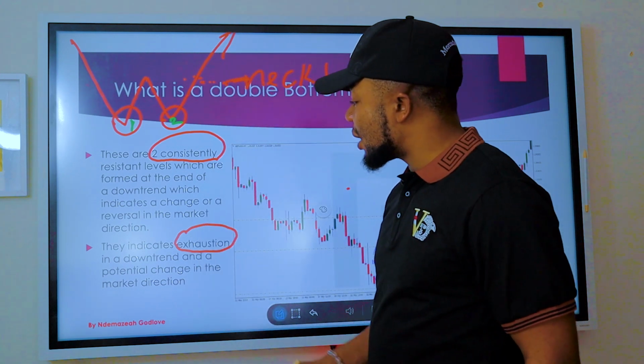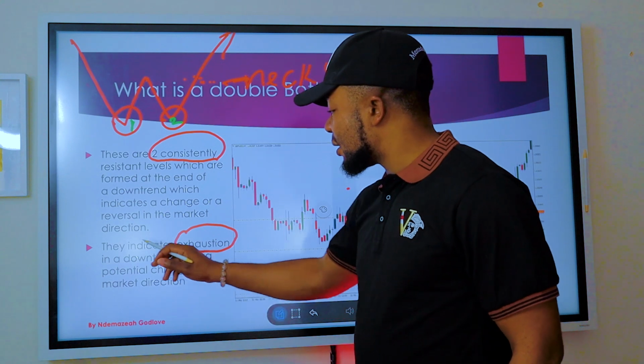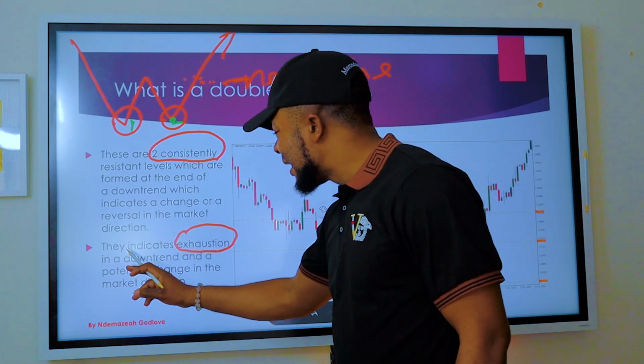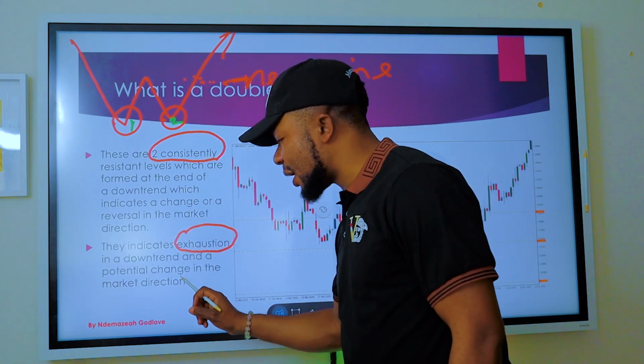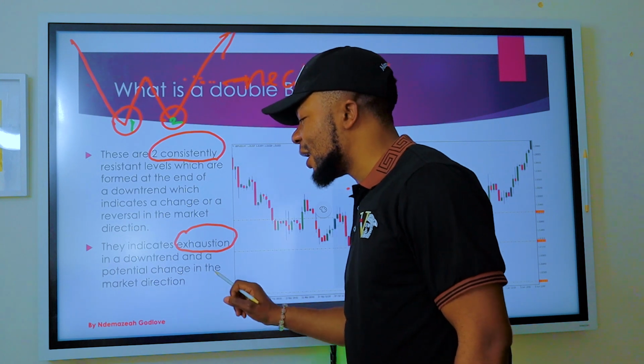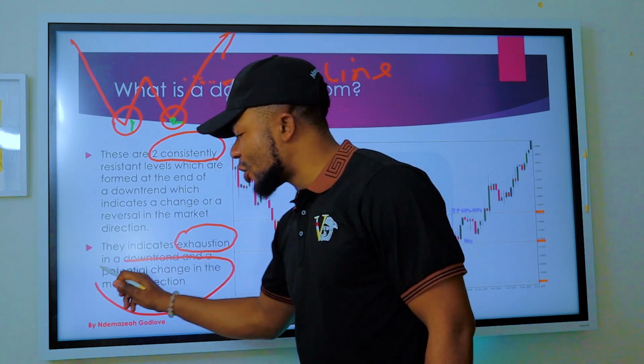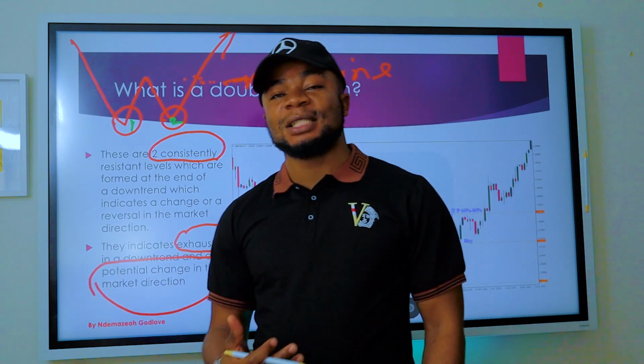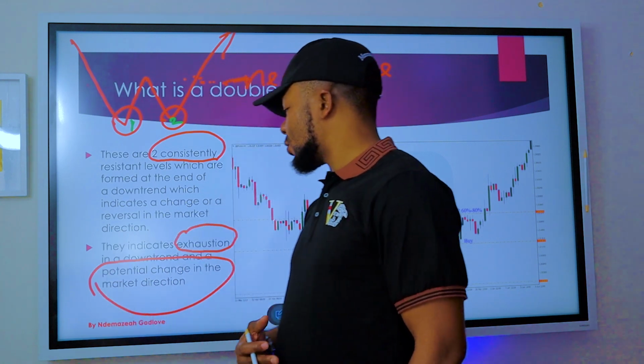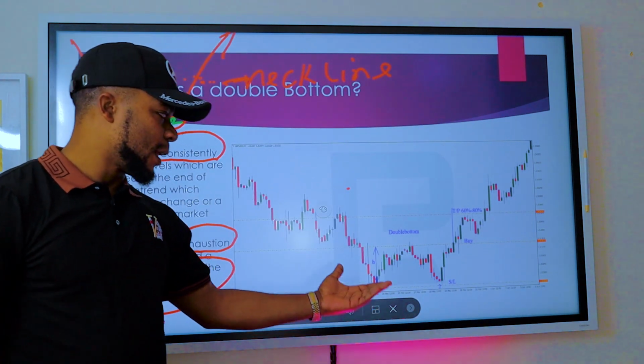Good. So that is why they say a double bottom, double top indicates exhaustion in a downtrend and a potential change in the market direction. So that is very, very self-explanatory. Let's see an example here. This is very, very clear.